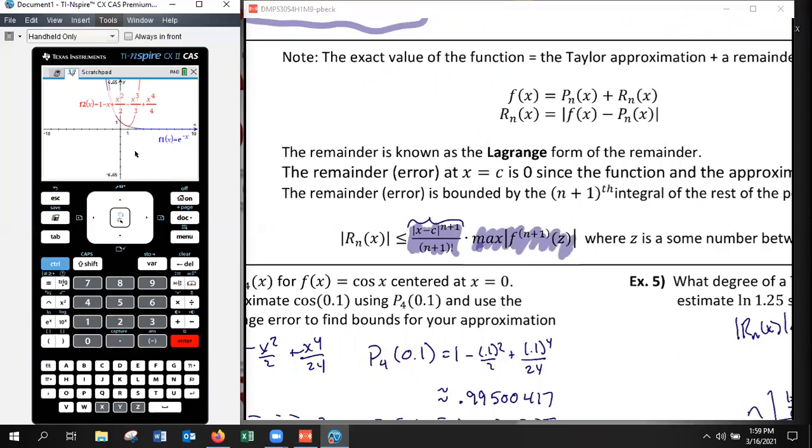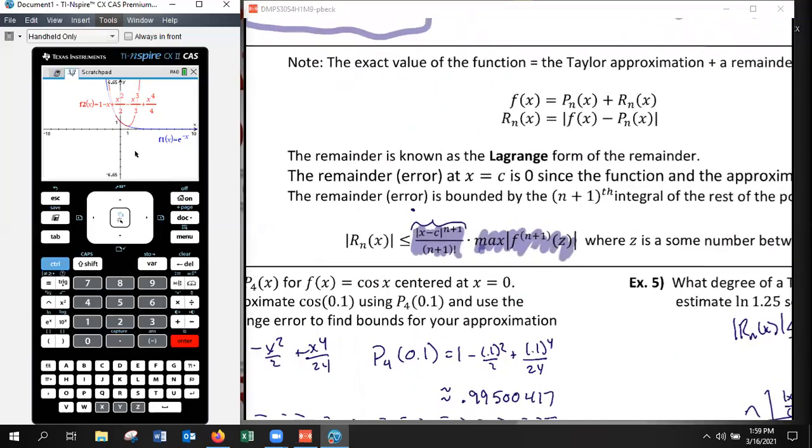First component is this absolute value of x minus c to the n plus 1 over n plus 1 factorial. Now, what I like to say is this is the coefficient of the next term. So our remainder at a certain term is going to be the coefficient of the next term times the maximum value that comes from the next term's derivative. So next derivative basically times the max change. So it's the coefficient of the next variable, or the next term, times the max change. And by looking at it that way, it makes more sense why this expression is the way that it is.